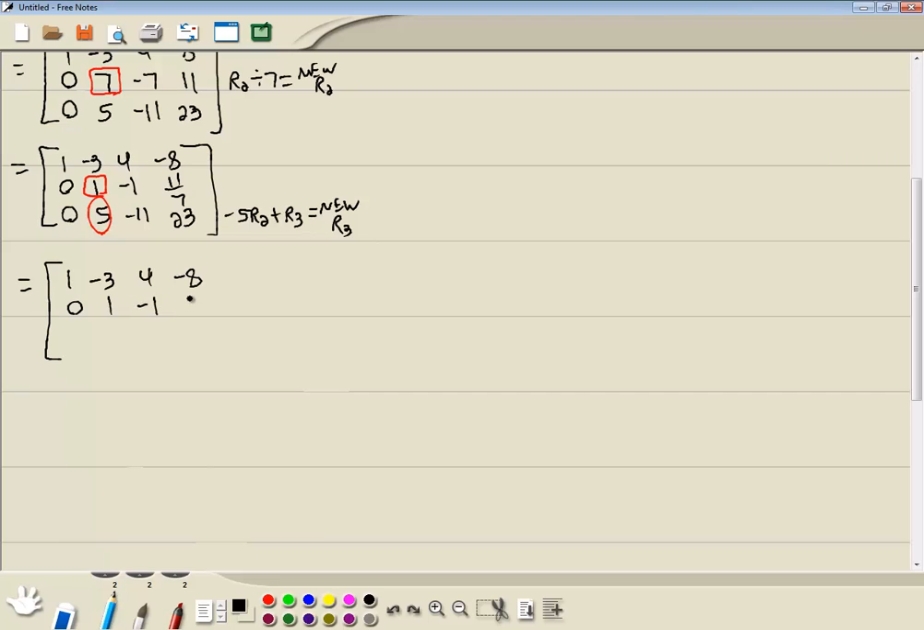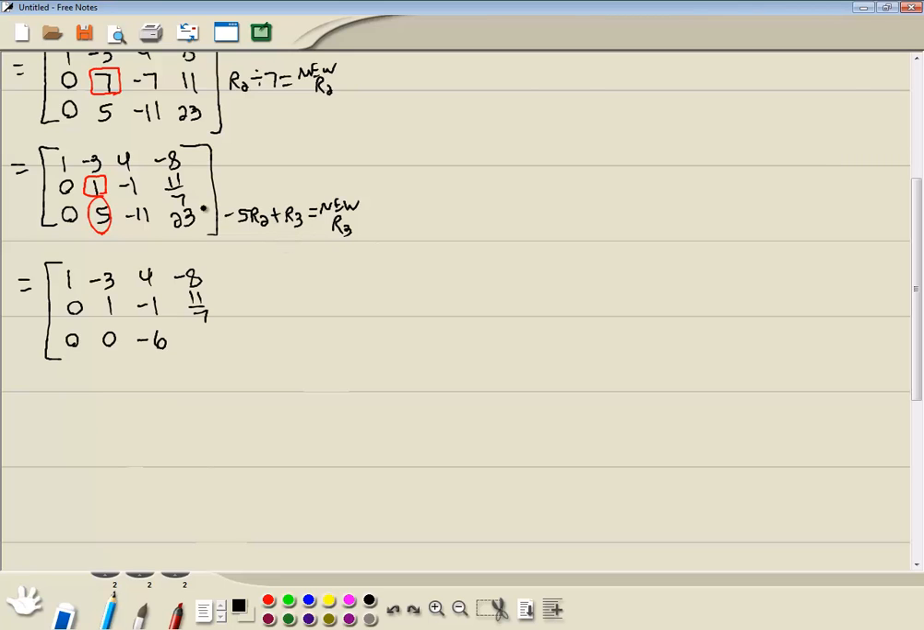And just about there. Okay. So -5 times 0 is 0 plus 0 is 0. -5 times 1 is -5 plus 5 is 0. -5 times -1 is a +5 minus 11. Let me plug that in my calculator. -1 times -5 plus -11.